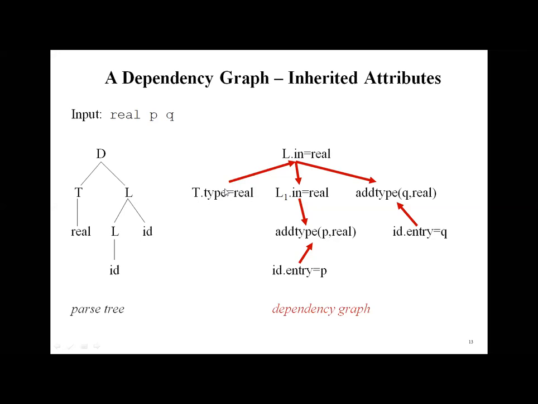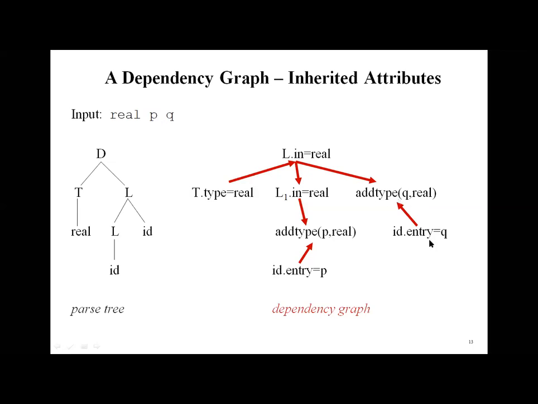That should be identified first. Then this will go to the L.in. L.in is real. If it is real, then L.in will be real. Then this will come to the L1.in. If it is real, then this will be real. And at the type also, q will be real. Right? The q will be real.